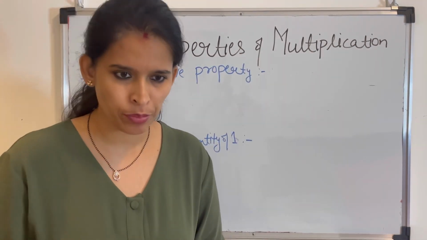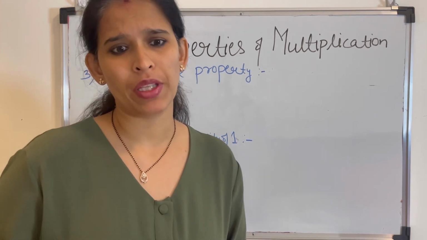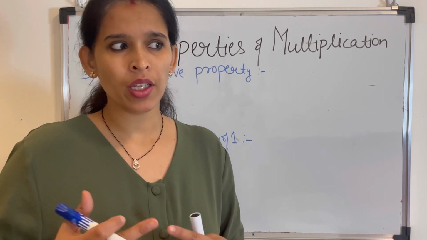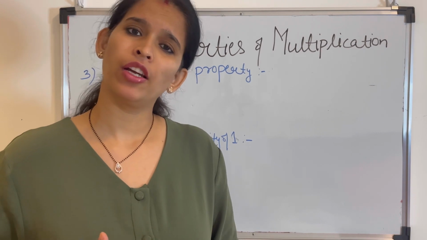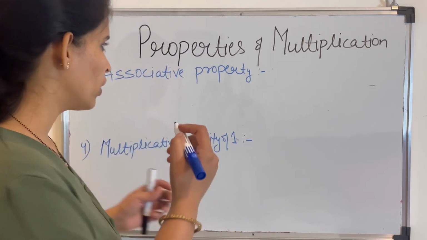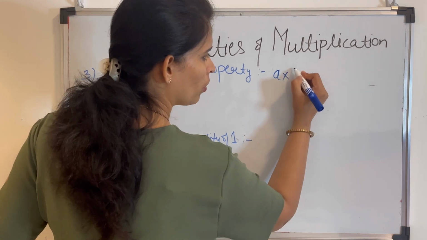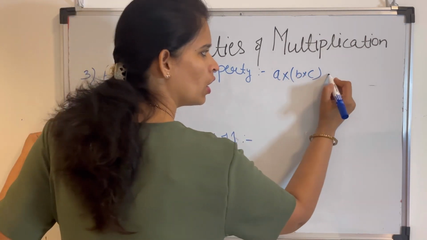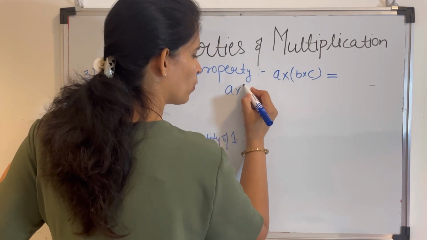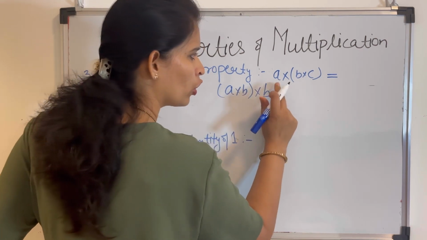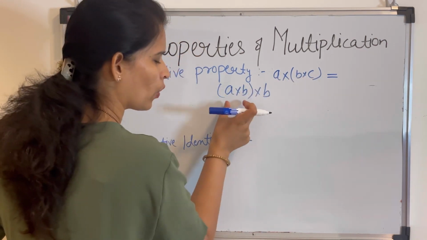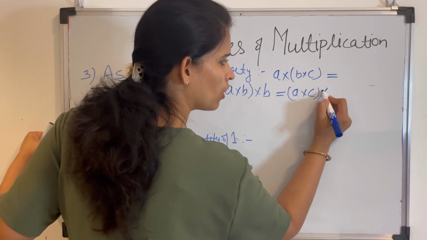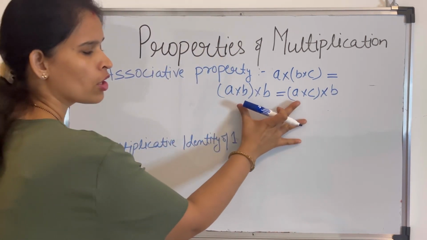The third one is the associative property. What does the associative property mean? Associative means when we multiply three or more whole numbers, the product should be the same, no matter how we group them. So if I have three whole numbers A, B and C, I can multiply B into C first, and the product should be the same as A into B first, or A into C grouped. So this means the products should be the same.